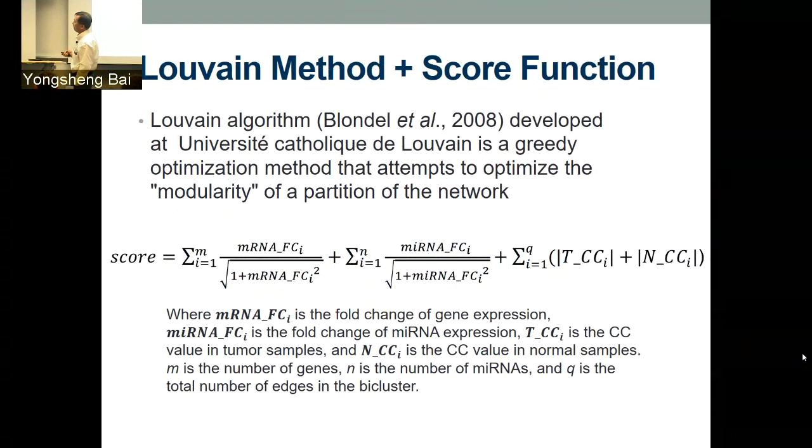We take all the available fold changes in that cluster and sum them all. We also consider their correlations between tumor and normal. By the way, these first two are the node information, and the third part is the edges information when we calculate the score. Then we assign a score to each cluster or community after we run these steps.